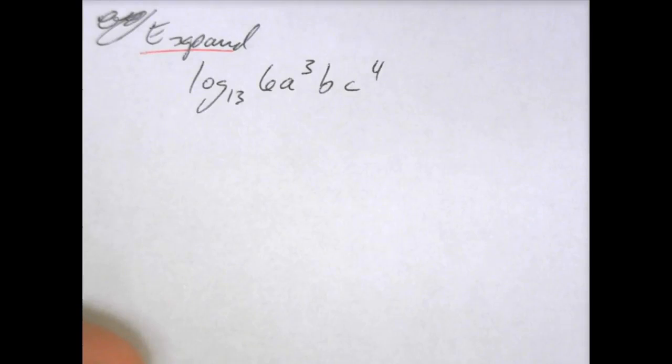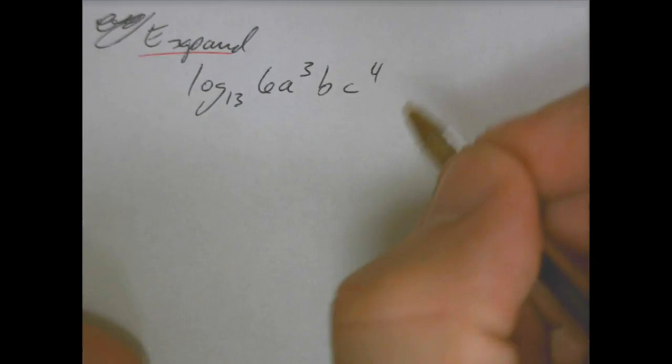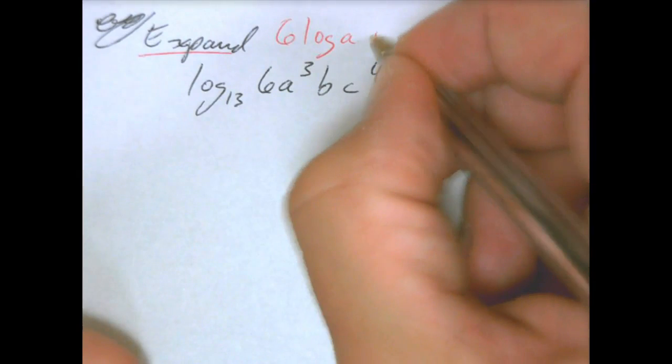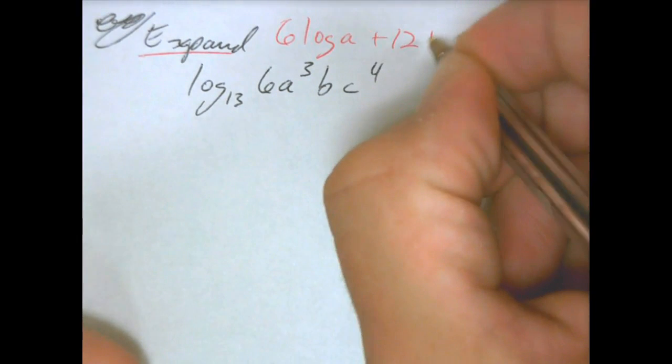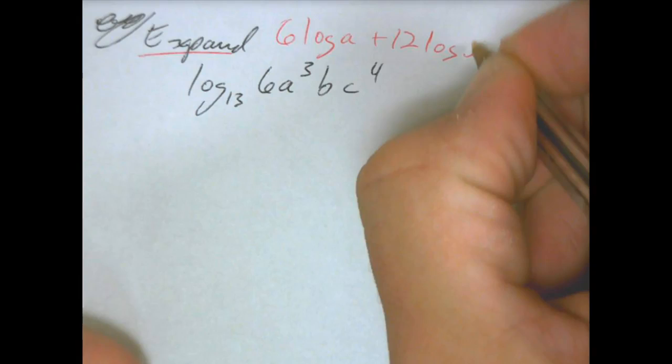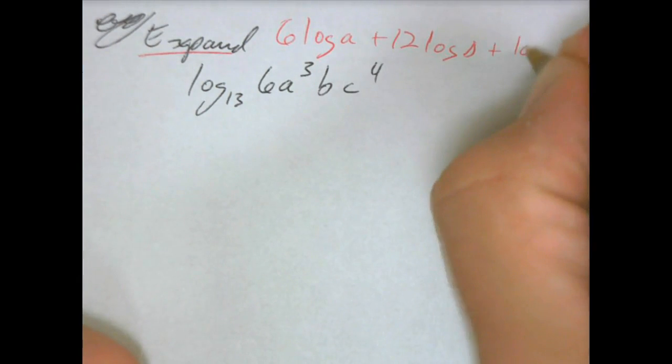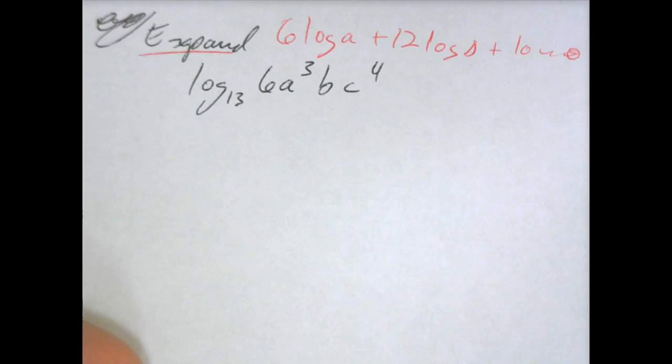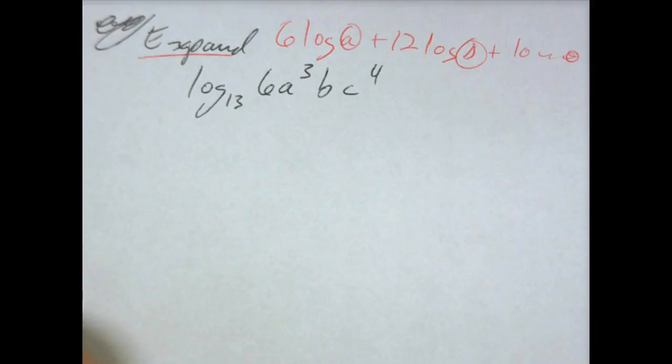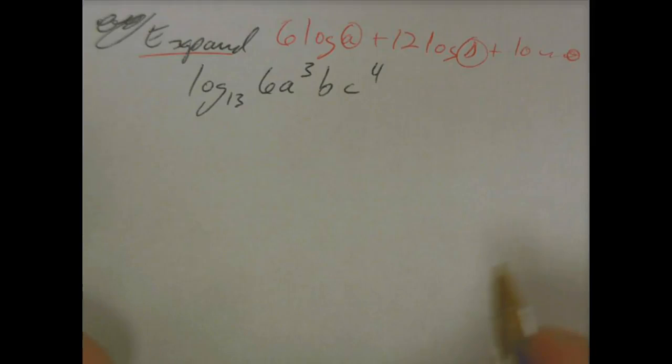All right, now we're still going to kind of be evaluating these if we can. But when we see the word expand, all that really means is I want to write this in as many logs as possible, where the only thing inside of the log is a variable. So I could have like 6 log a plus 12 log banana plus log and so on, but it is only one thing inside of the logs at a time. So I'm trying to get everything outside of the logs and write them all in a single log by themselves.